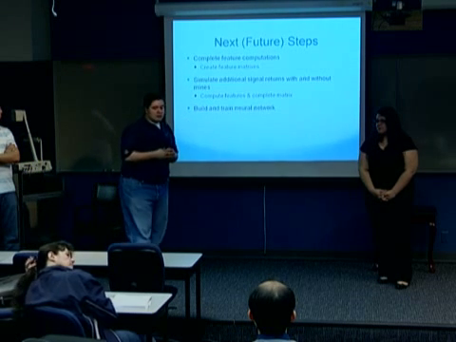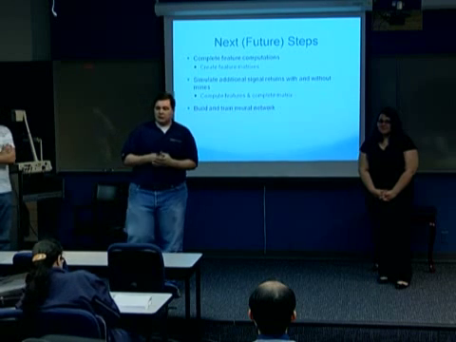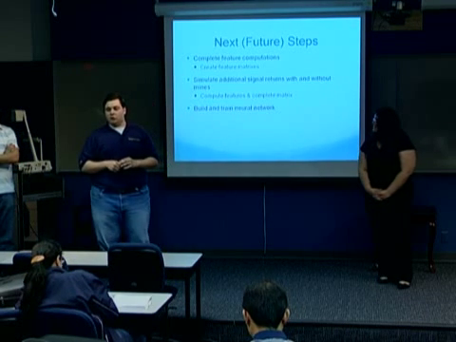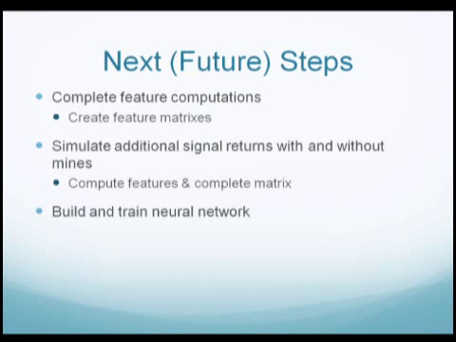Once we compute these features, as I said, we're going to feed it to the neural network. We're going to train the neural network to recognize whether there's a mine present or no mine present. And then we want the neural network to also tell us, if there is a mine or if there's not a mine, what material are we looking at? Are we looking at mud? Are we looking at sandy mud? Are we looking at just sand?